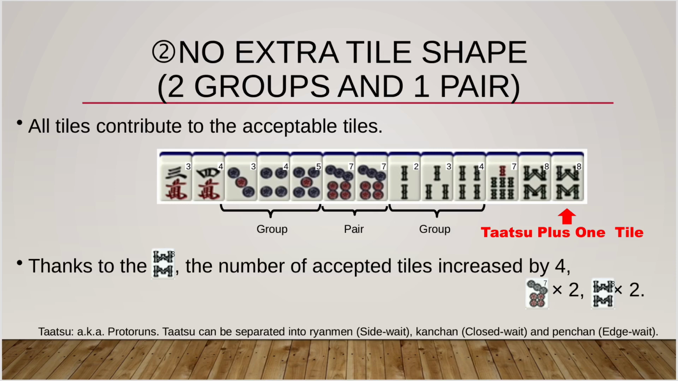No extra tile shape. No extra tile shape also consists of 2 groups and 1 pair. The characteristic of the no extra tile shape is that all tiles contribute to the acceptable tiles. For example, this hand is no extra tile shape. This hand is a modification of the north tile in the extra tile shape, changing it to 8-su. This 8-su is sometimes called tatsu plus 1 tile. Thanks to the 8-su, the accepted tile count has increased by a total of 4 tiles, consisting of 2 tiles of 8-su and 2 tiles of 7-pin.